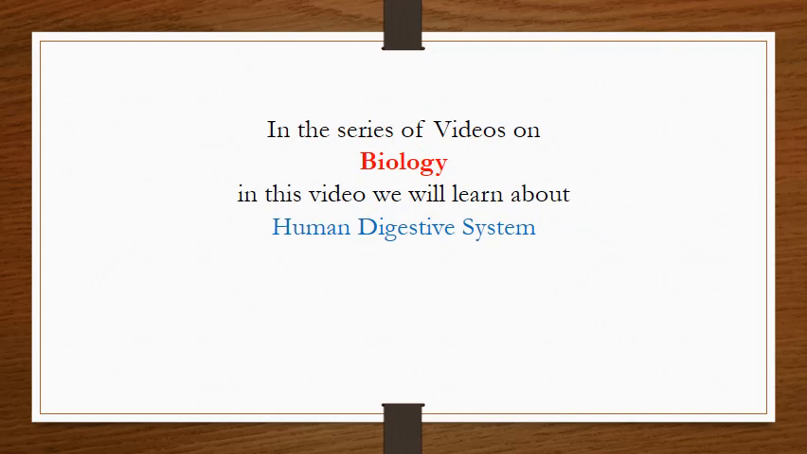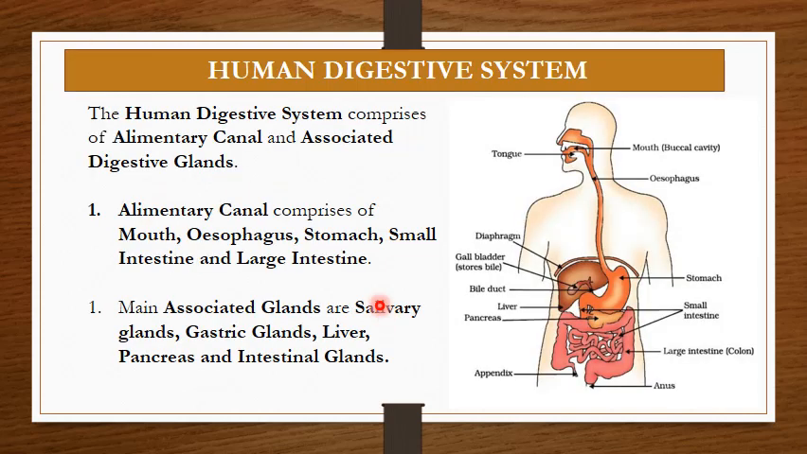In the series of videos on biology, in this video we will learn about human digestive system. The human digestive system comprises of alimentary canal and associated digestive glands. Alimentary canal comprises of mouth, esophagus, stomach, small intestine and large intestine. Main associated glands are salivary glands, gastric gland, liver, pancreas and intestinal glands.